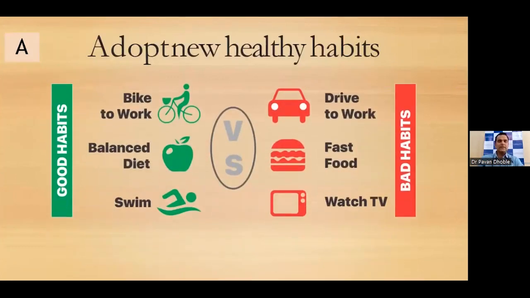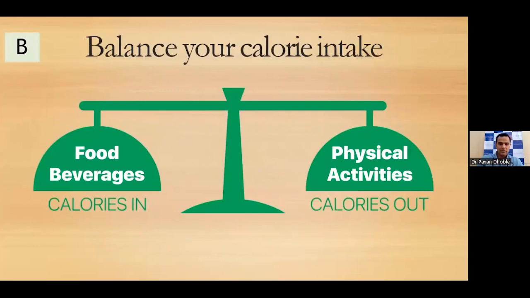What healthy habits can you acquire? Maybe you can use a cycle to travel to your work and avoid the car. Have a balanced diet. I'll speak about what kind of diet you need. Exercise like swimming, cycling, playing sports is more helpful.